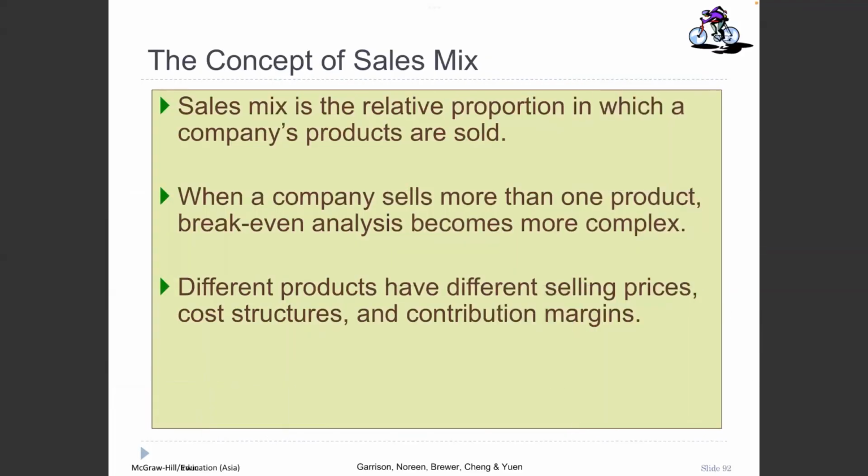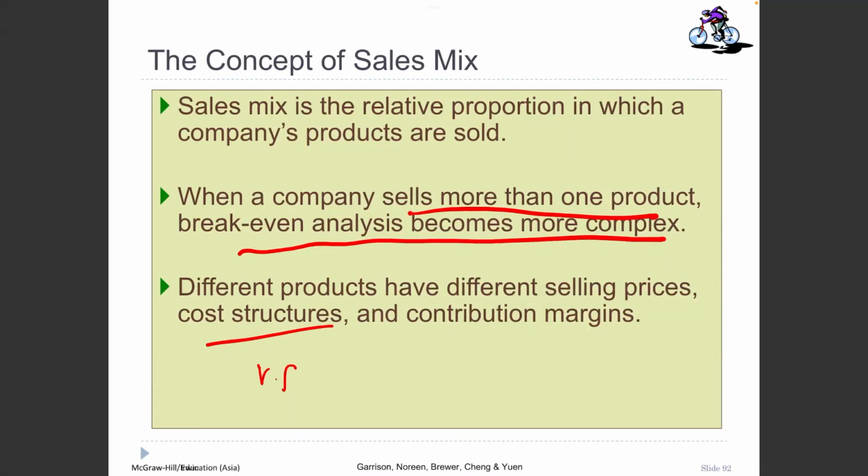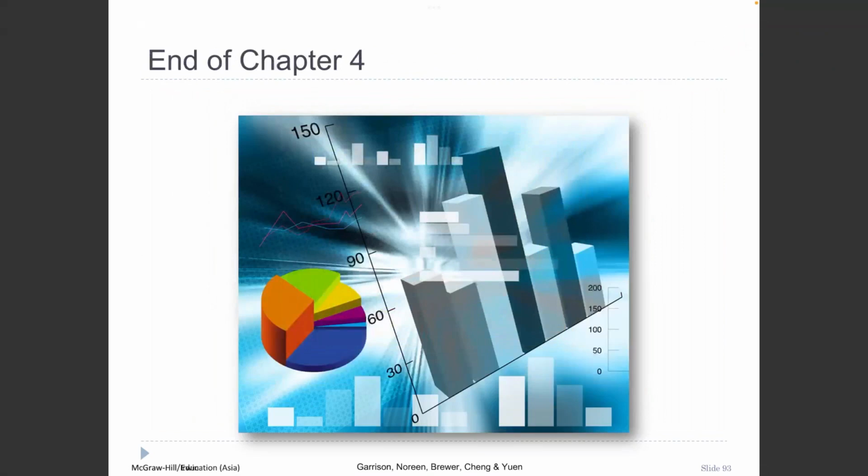As I mentioned just now, if a company sells more than one product, break-even analysis becomes more complex. Different products will have different selling prices and cost structures. It could be variable, fixed, or mixed cost as well. Therefore, if a company sells multiple products, CVP analysis will be very complicated to perform. So that's all for this chapter.